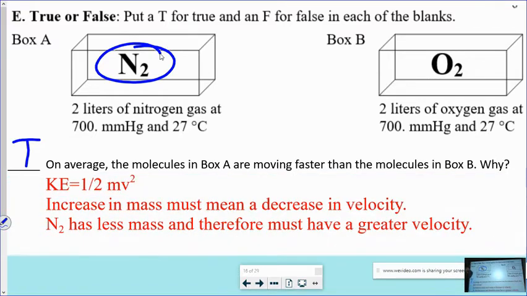So again, we talked about kinetic energy a while ago. For them to have the same kinetic energy, so they're at the same temperature, the same kinetic energy, if one has more mass, then it must move slower. Its velocity must be less, and vice versa for the one that is lighter. Again, we talked about that several weeks ago.